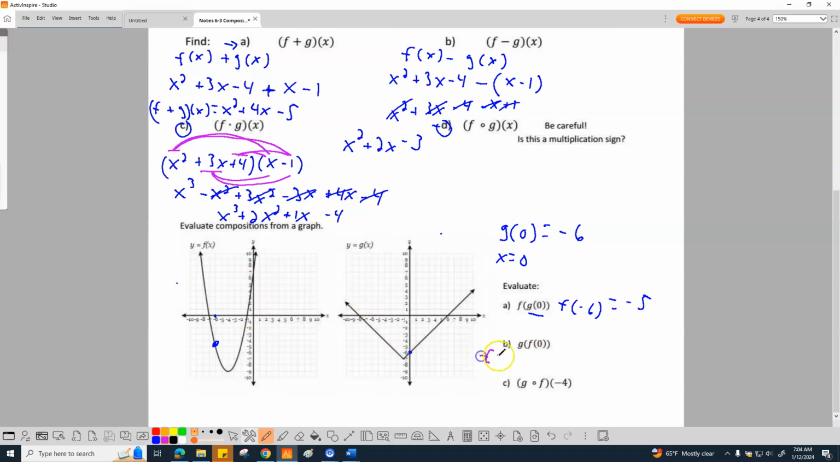F of 0 equals, let's see, it looks like it's 6. I'm going to go ahead and say that that's 6. So I'm going to plot 0, 6 on that one. And now, once I find my f of 0 is 6, I'm going to plug it into my g of 6. And then I'm going to go to g, and I'm going to find 6 on here. Check it out. My x right there, which means my y is 0. Boom, ta-da. Done with the lecture.